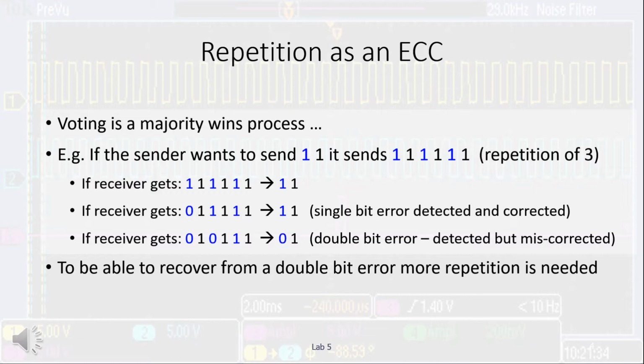However, if the receiver gets 2 zeros and a 1, it will be able to detect that there's been an error, but it will think that the wrong bit is in error, and it will correct in the wrong way. To be able to recover from more than one bit error, or a double bit error, you need to have more repetition, more overhead.